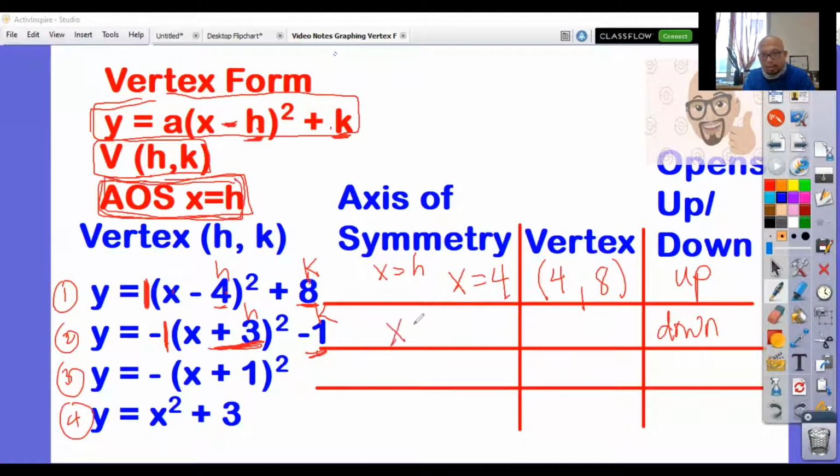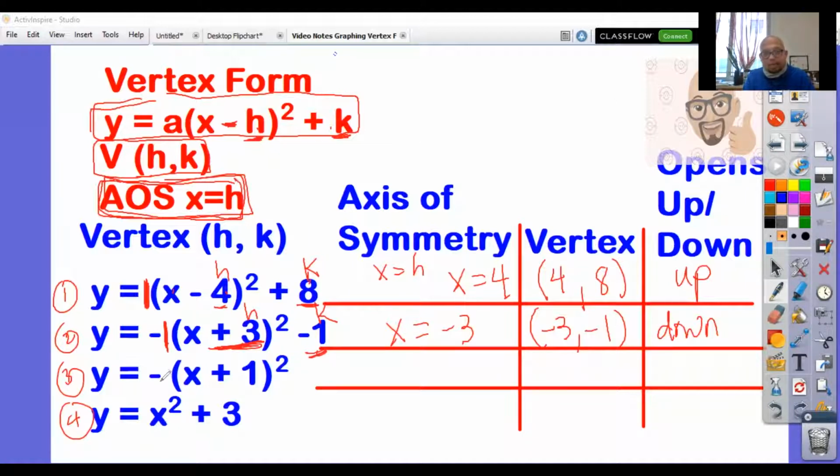So x is equal to negative 3. And whatever that number here has to go right here as the vertex. What is the value of my k? It's negative 1. So the vertex is negative 3, negative 1. Make sense? One more.